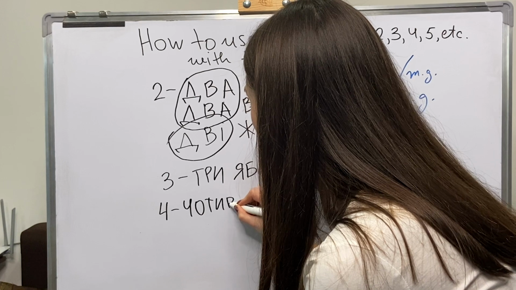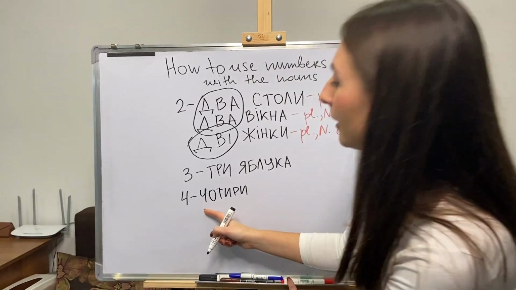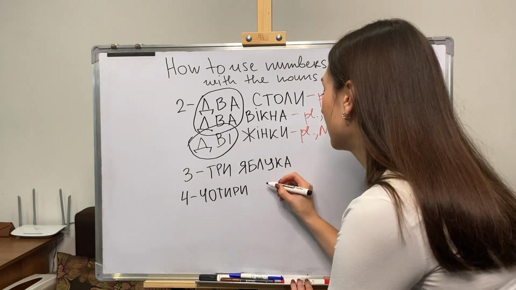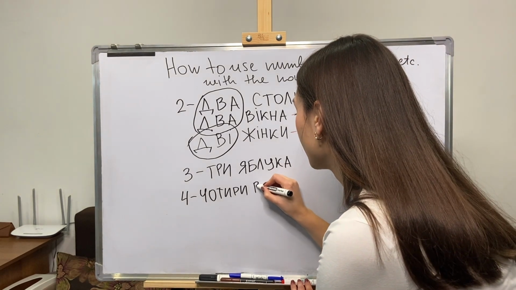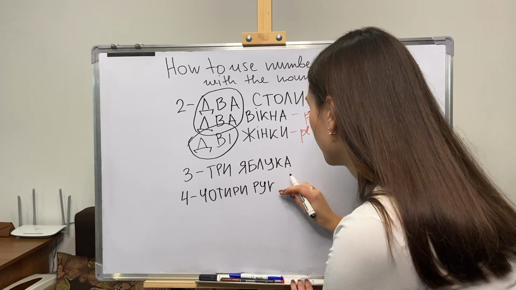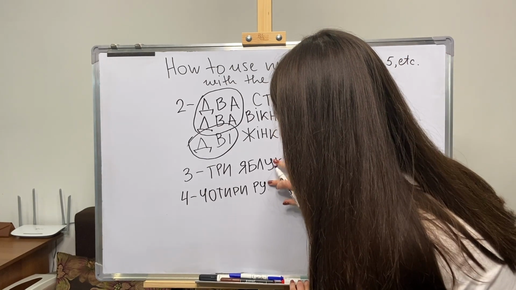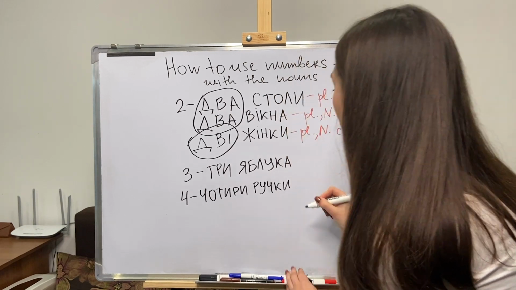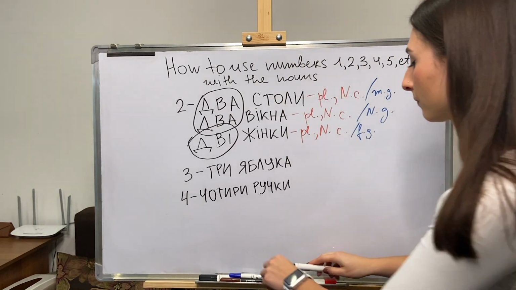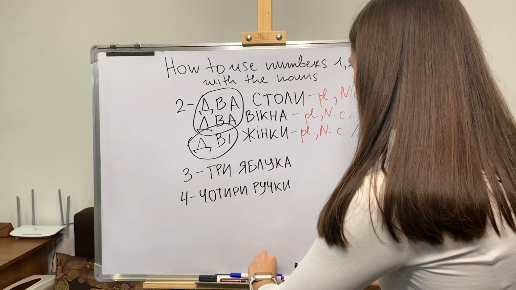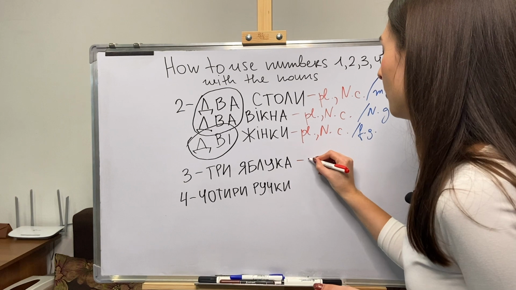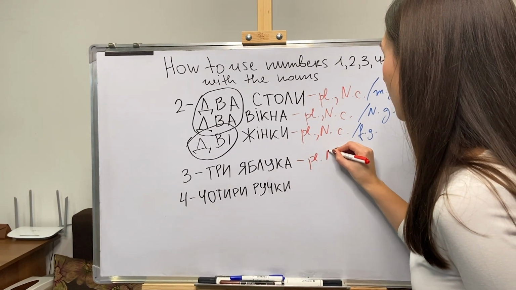Number 4 is чотири. This is the letter Ч, not number 4. Наприклад, чотири ручки. 4 pens. Ручки. So what can we say? Here with the numbers we use plural, nominative case.